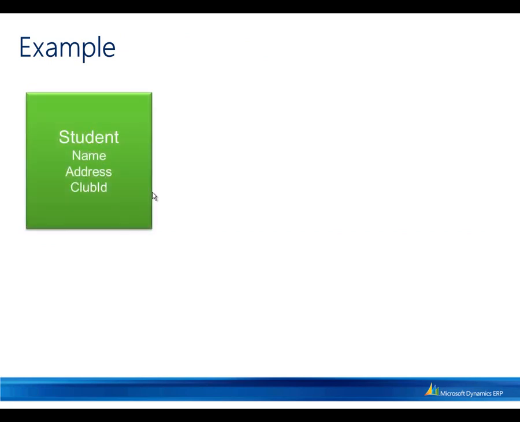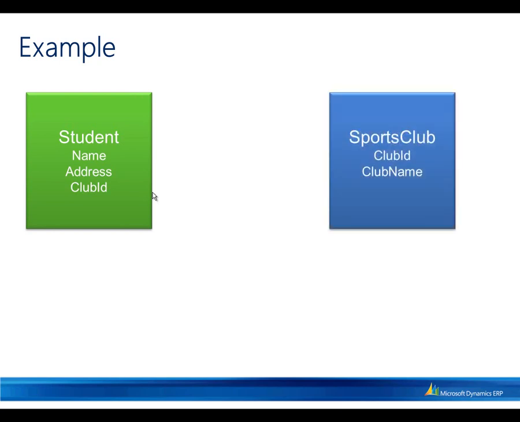So next, we are going to take a look at the EDT migration tool and how it can help us automatically migrate relations from the EDT relations node to table relations. For doing that, let's go through this simple example of how a relation could have been defined in AX 2009. The first entity in play is student, and it has some simple fields like name and address. In addition to that, it has a club ID field which refers to the sports club.